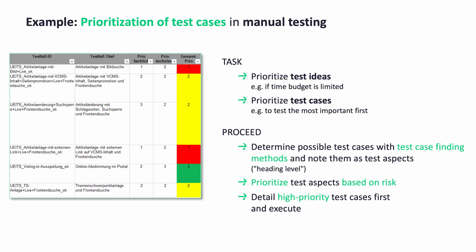For the selection, it has proven useful to first systematically determine all test cases according to the test case identification methodology, and to note them as an aspect at heading level. The test cases can then be prioritized based on risk and, depending on the framework conditions, only some of them can be detailed and implemented. The advantage of this approach is that any necessary decision to leave test aspects untested can be made consciously, giving a better assessment of the quality of the test suite.